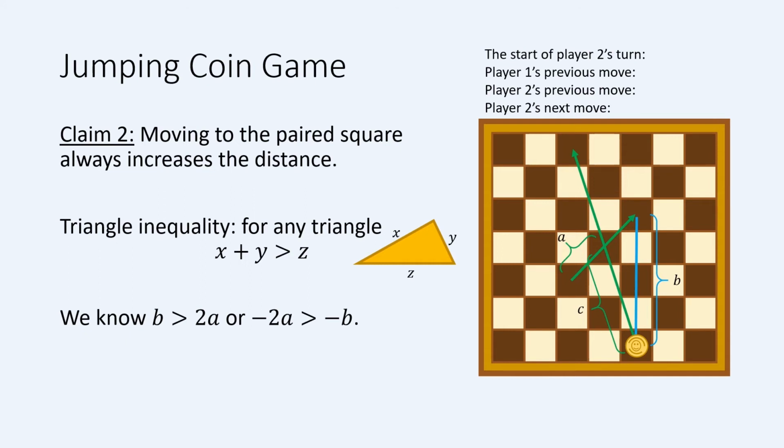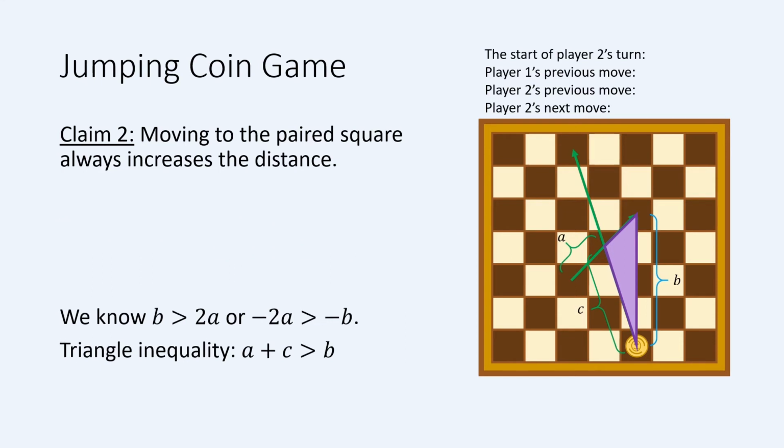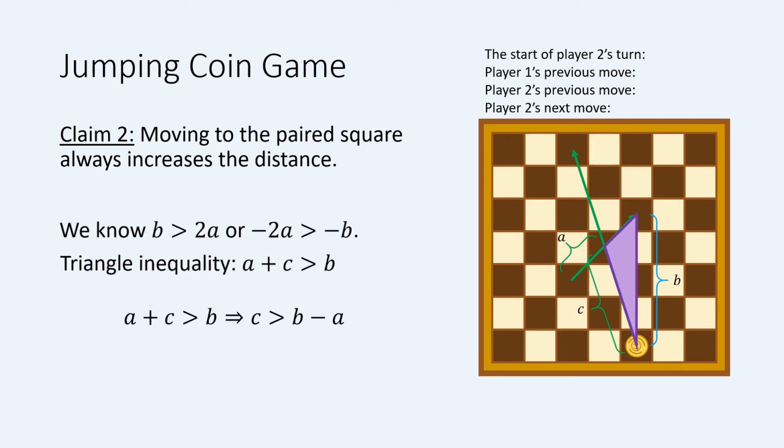Now look at this triangle. From the triangle inequality, we know that a plus c is bigger than b. If we subtract a and multiply by 2, we get 2c is greater than 2b minus 2a. But minus 2a is bigger than minus b, so 2c is greater than 2b minus b, which is just b. In other words, player 2's move by a distance 2c is further than player 1's previous move of b, so it is a legal move.